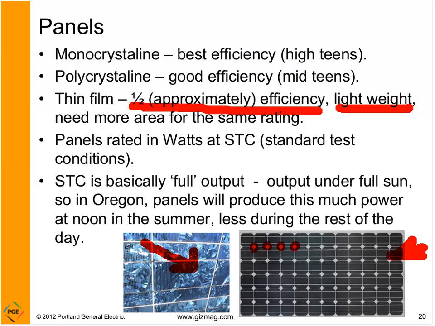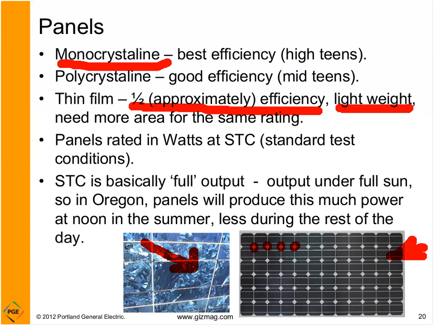When would you use thin film over one of the others? Well, your contractor can help you make those decisions, but some of the benefits of thin film are it's very lightweight. So if you have a lot of space, you're not constrained on space, you may say thin film is the best solution. It won't overload your roof, for example. If you're constrained on space, you only have a very small roof, you may want to go with monocrystalline to get the most output from that small space.